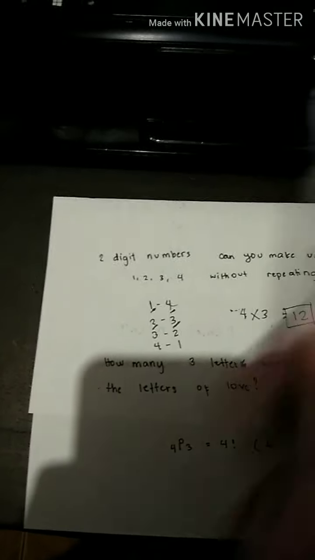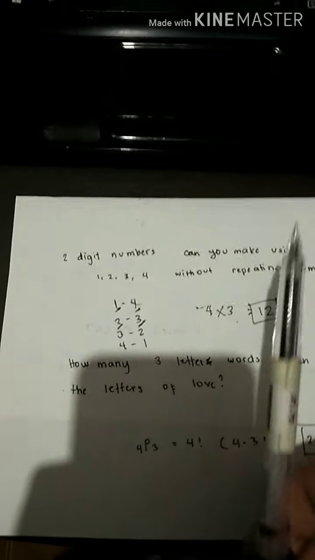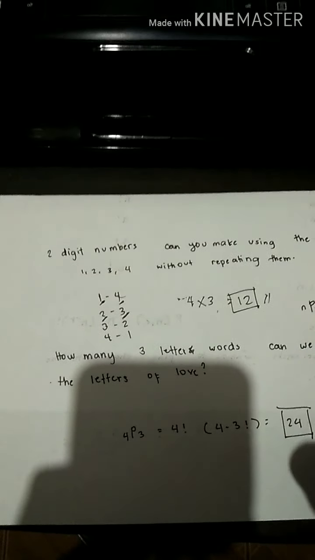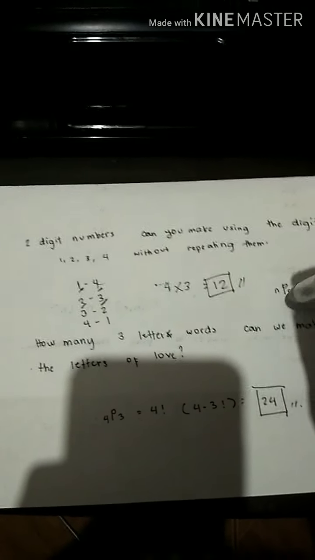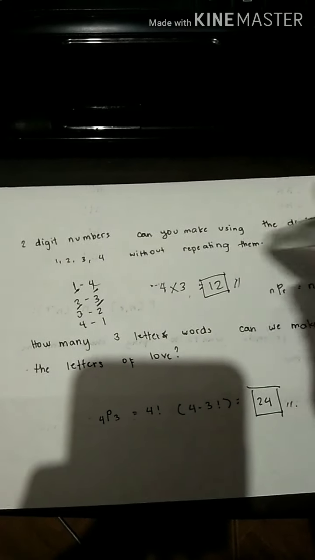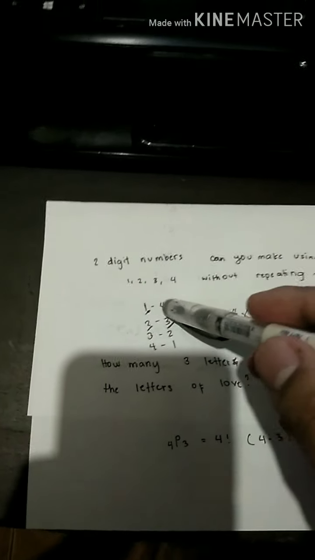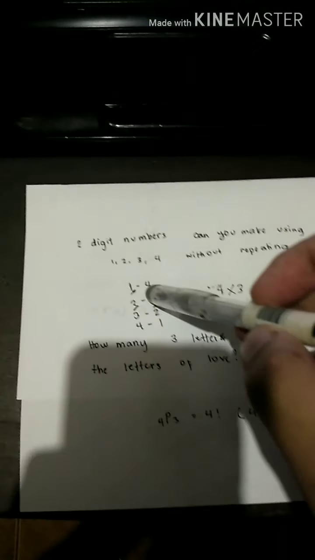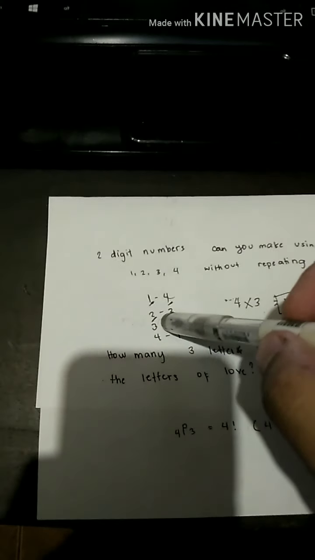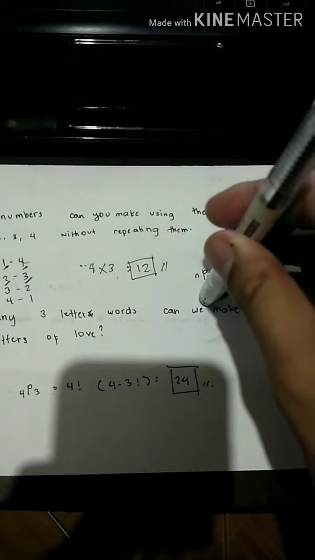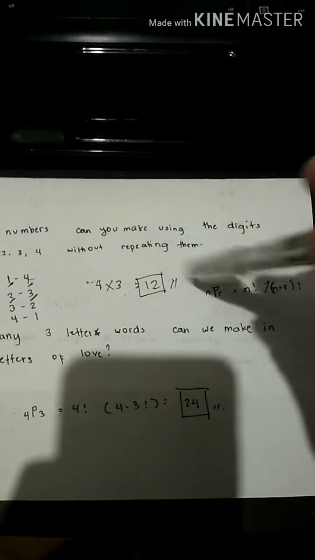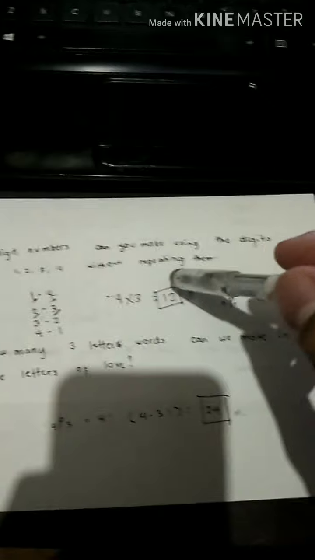Again, how many 2-digit numbers can you make using the digits 1, 2, 3, and 4 without repeating the digits? This time, we want to use 2 digits at a time. For the first digit, we have 4 choices. For the second digit, we have 3 choices, since 1 is already used. Using the counting principle, the number of 2-digit numbers that we can make using 4 digits is given by 4 times 3, which equals 12.